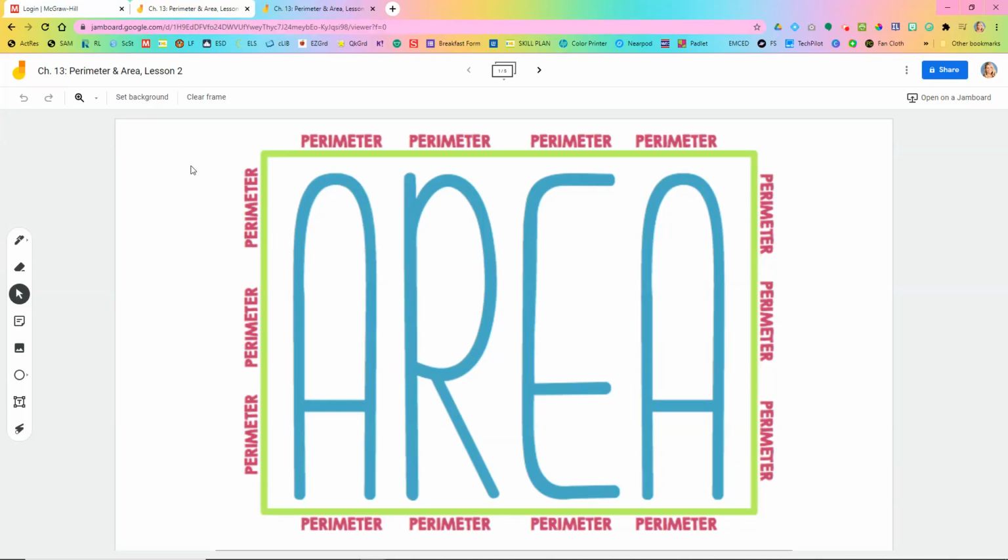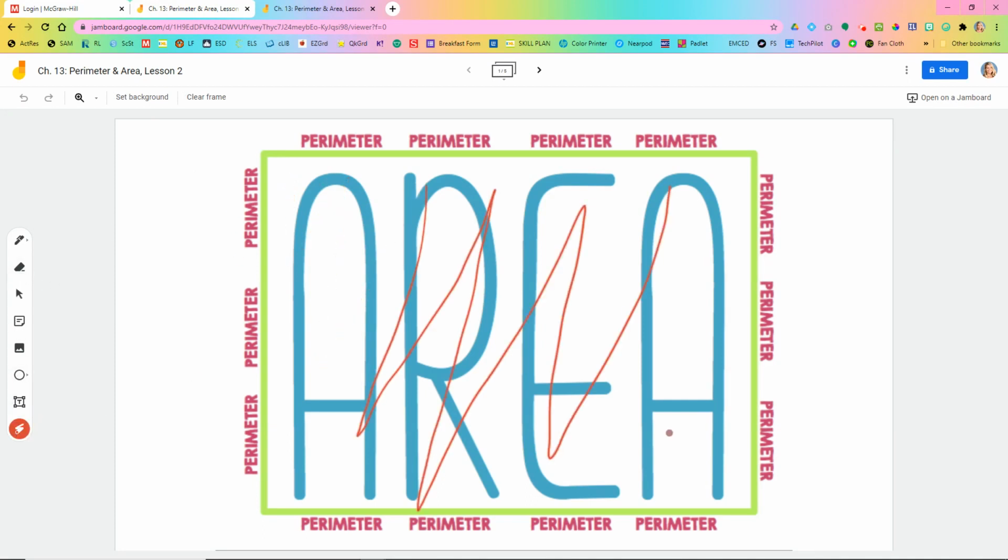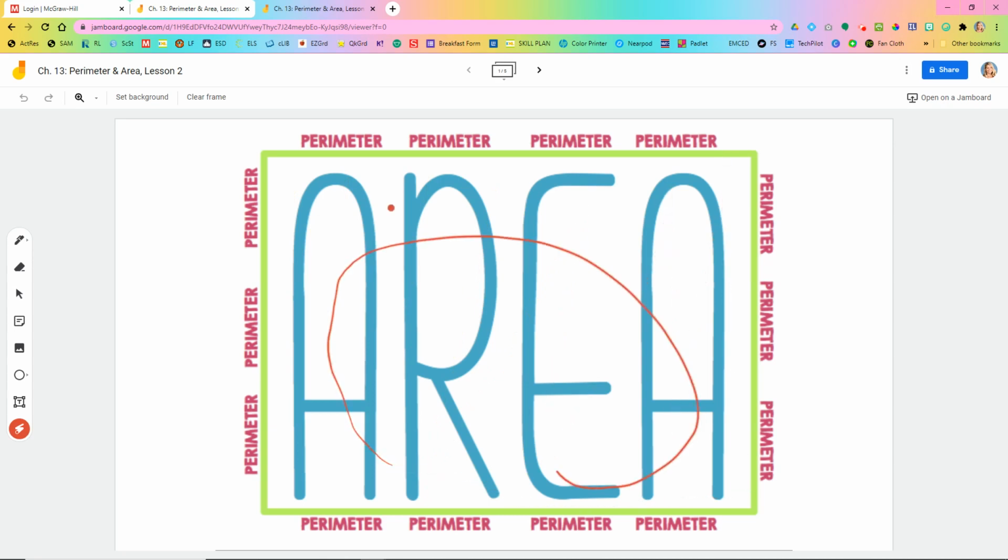Okay, so looking into lesson 2 on perimeter and area, just a little reminder right here that area is the space inside of a shape, and the perimeter is what goes all the way around it. Remember your formulas for perimeter and area. Remember that P equals 2L plus W plus L plus W.